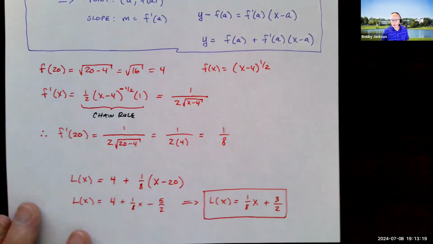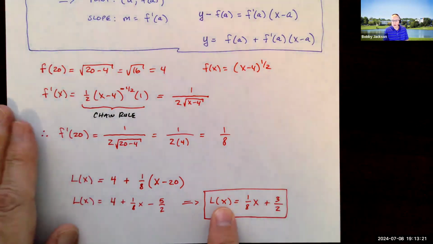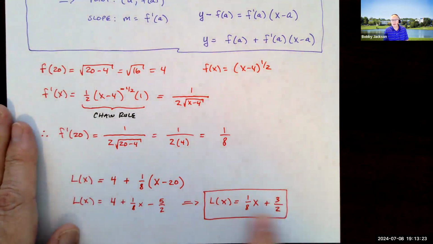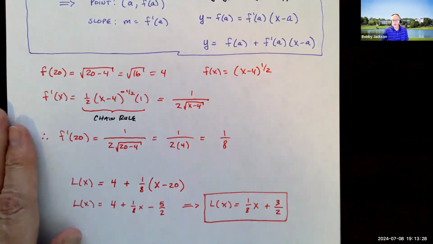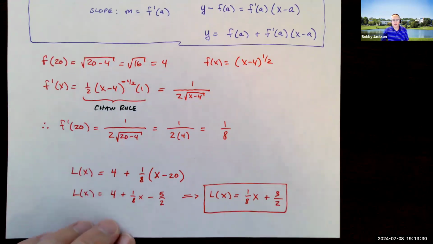But this is the linearization. Basically, if you just say y is equal to 1/8 x plus 3/2, that's the equation of the tangent line at that point. So not much really going on. It's just finding the equation of the tangent line here. When you hear linearization, that's what you should do. Okay, hope this is helpful.